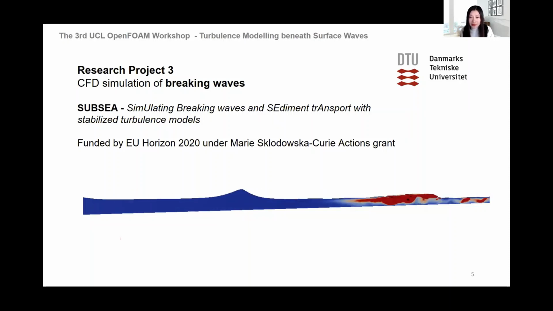So if we simulate waves propagating without wave breaking or other reasons that cause significant turbulence, we can simply use potential flow theory or a laminar model in OpenFOAM. Because there's no turbulence generation, no turbulence model is actually needed. But once the wave is breaking, the potential flow theory will collapse because significant turbulence is generated. Therefore, we need a turbulence model to solve such wave breaking problems.